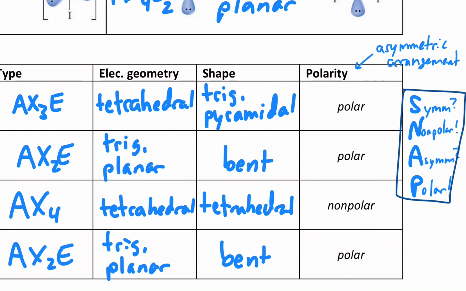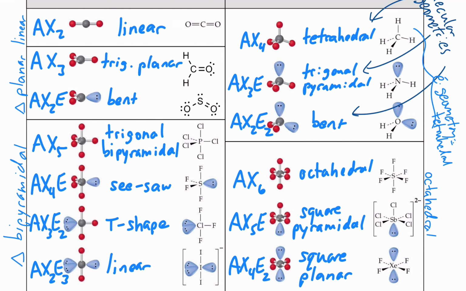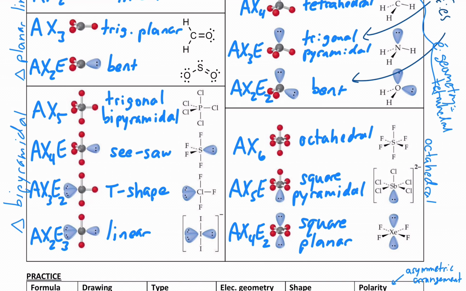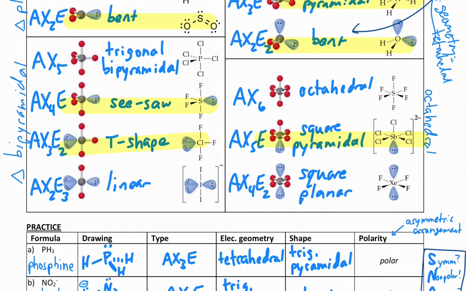So which ones are symmetric? Well, it depends on what's around the central atom. What's easier to identify is the things that are always going to be not symmetric. So the bent molecules are never going to be perfectly symmetric because of those lone pairs causing the bending of the molecule. Likewise, the seesaws and the T-shaped molecules and the square pyramidals will always be somewhat asymmetric. The others, trig pyramidal as well. Trig pyramidal is always going to be asymmetric.